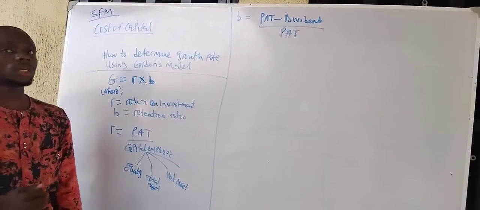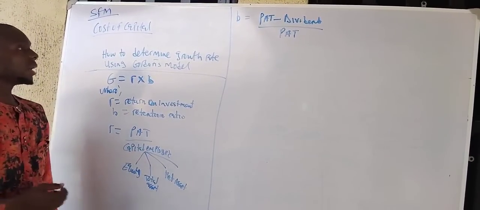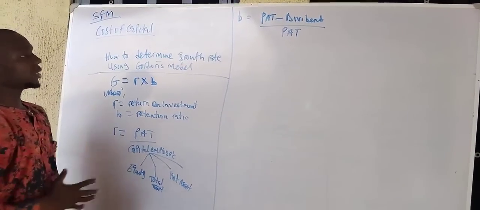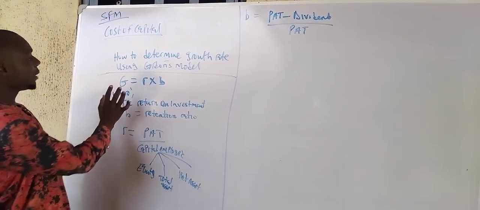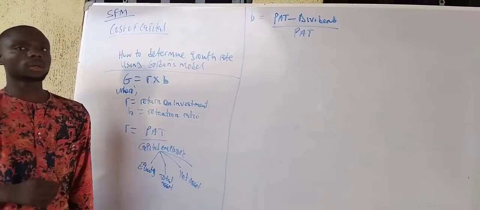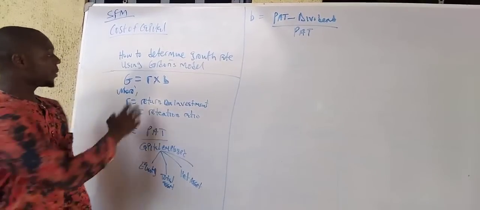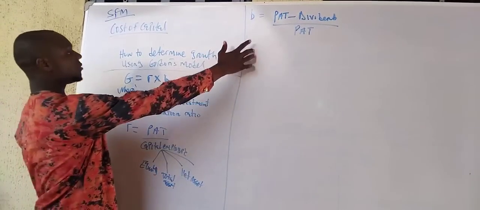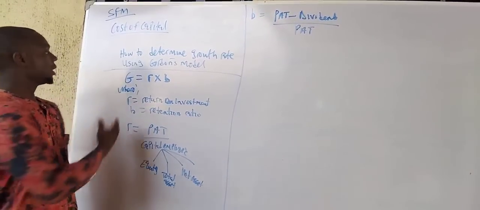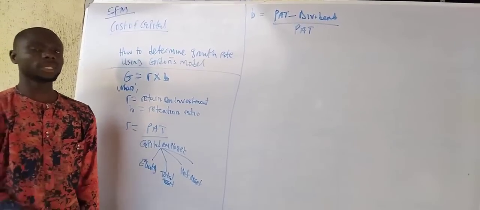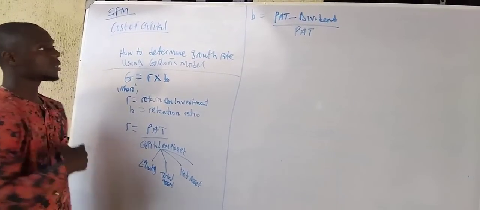Now, we are going to examine a question to determine the growth rate using Gordon's model, R times B. So what we have here and what we have here, we multiply them together, it will give us the growth rate using Gordon's model.